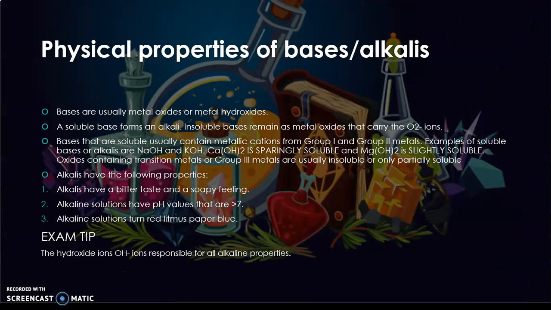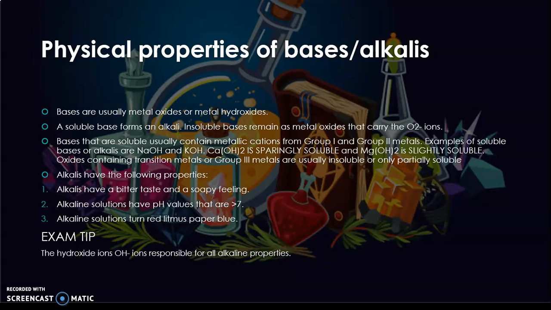Physical properties of bases and alkalis. Bases are usually metal oxides or metal hydroxides. A soluble base forms an alkali. Insoluble bases remain as metal oxides that carry the O2- ions. Bases that are soluble usually contain metallic cations, which means positively charged ions, from group 1 and group 2 metals. Examples of soluble bases or alkalis are NaOH and KOH, which means sodium hydroxide and potassium hydroxide respectively.